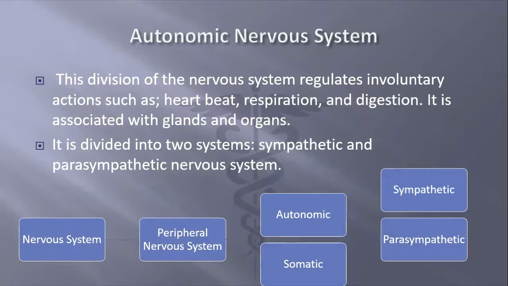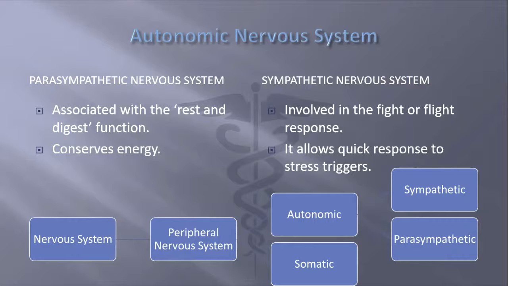The autonomic nervous system. This one's easy to remember because of the name. Autonomic sounds really similar to automatic. So this should give you a hint of what it's about. This is the division of the nervous system that regulates involuntary actions. Automatic, such as heartbeat, respiration, and digestion. It is associated with glands and organs. It can be divided into two different systems, the sympathetic and the parasympathetic nervous system.